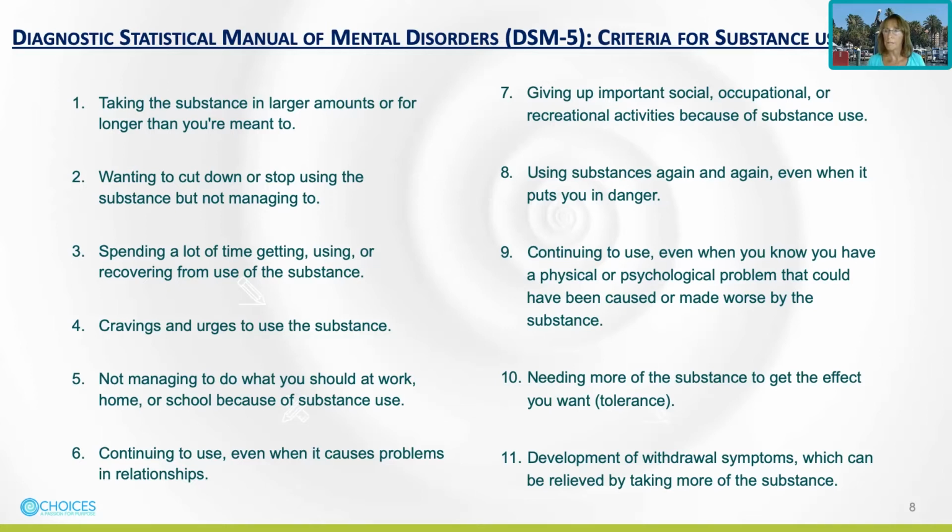And what we see here are the 11 criteria for substance use disorder. You will see taking the substance in larger amounts or for longer than you meant to, wanting to cut down or stop using the substance but not managing to, spending a lot of time getting, using, or recovering from use of the substance, cravings and urges to use, not managing to do what you should at work, at home, or at school because of substance use, because of the obsession, because of the compulsion, because of the cravings, or because of the impaired brain functioning.